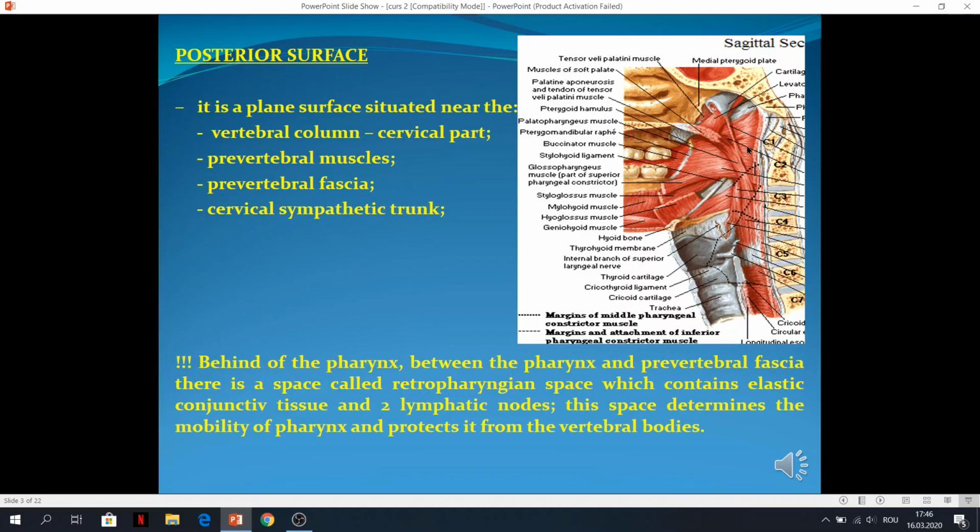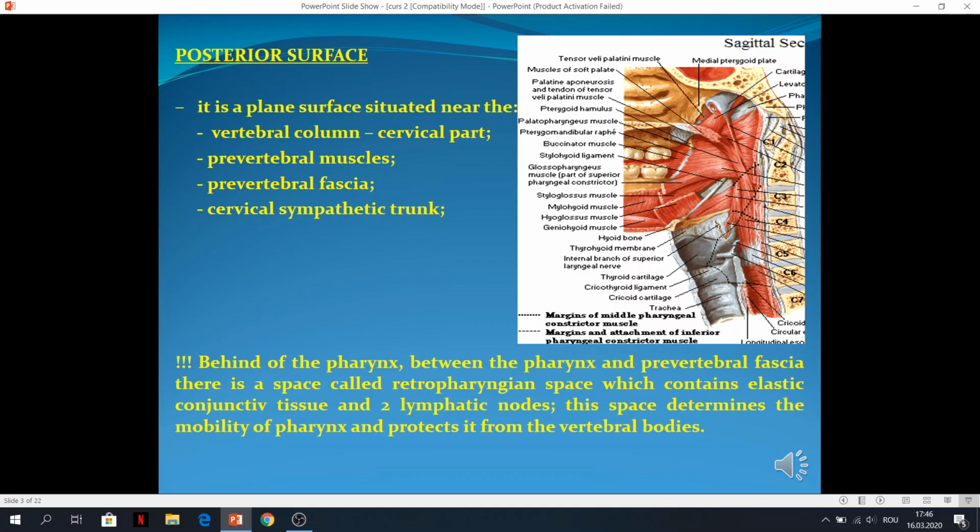Attention. Here is not very clear in the picture, but in the real body you have to know that between the pharynx and the vertebrae there is a space, because it's behind the pharynx, we say retropharyngeal space. This space is very important because it contains some fat, some elastic conjunctive tissue, and at the same time it has two lymph nodes.